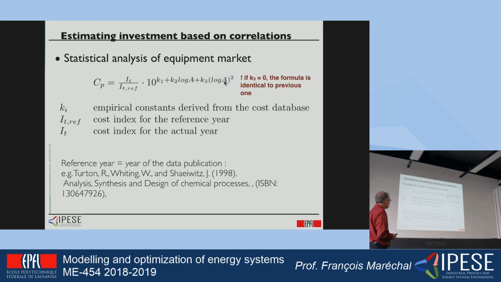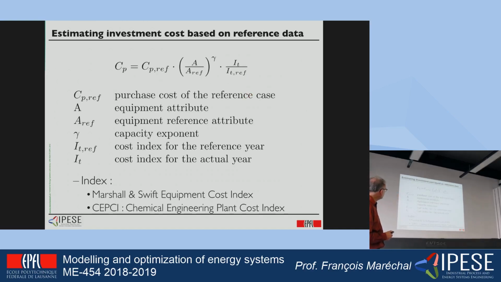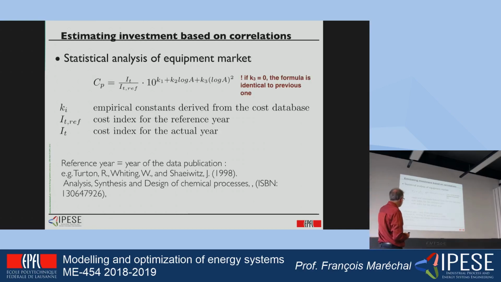So what you can see is that if K3 is equal to 0, so that here you have a line, then 10 to K1 is indeed CP-ref, and 10 to K2 is the gamma. Okay, so the two formulas are exactly the same. And they express that there is a trend in the order of magnitude, which translates into a very complex nonlinear function.